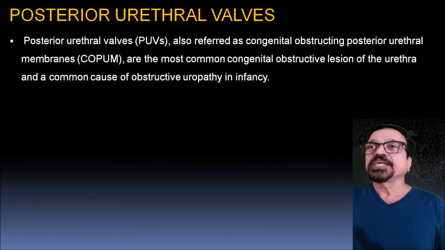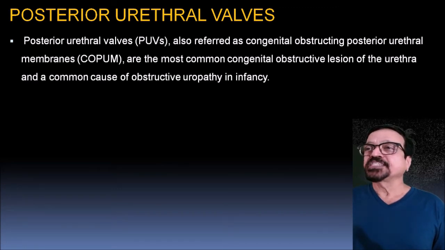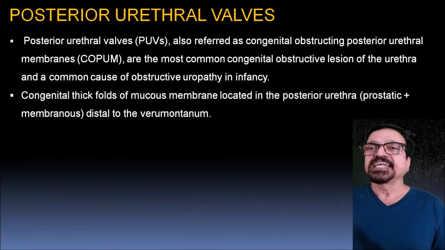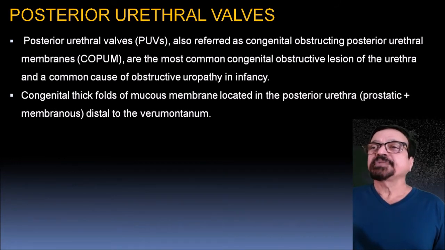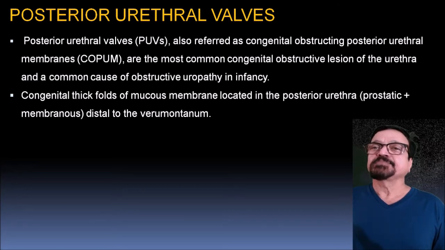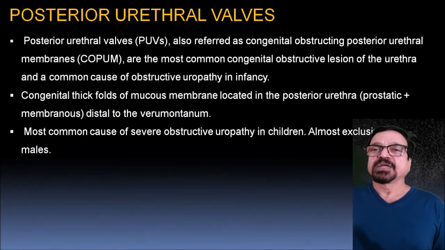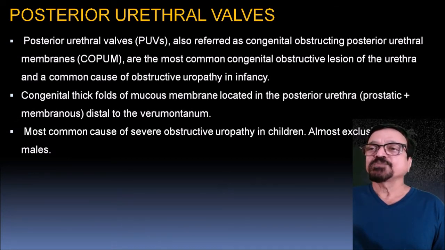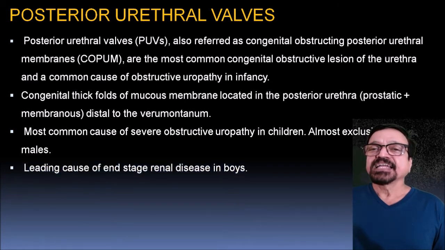Now coming to posterior urethral valves. Posterior urethral valves are also referred to as congenital obstructing posterior urethral membrane (COPUM), the most common congenital obstructing lesion of the urethra and a common cause of obstructive uropathy in infancy. They are congenital thick folds of mucous membrane located in the posterior urethra, that is the prostatic urethra plus the membrane distal to the verumontanum, and the most common cause of severe obstructive uropathy in children, almost exclusively in males, and a leading cause of end-stage renal disease in boys.